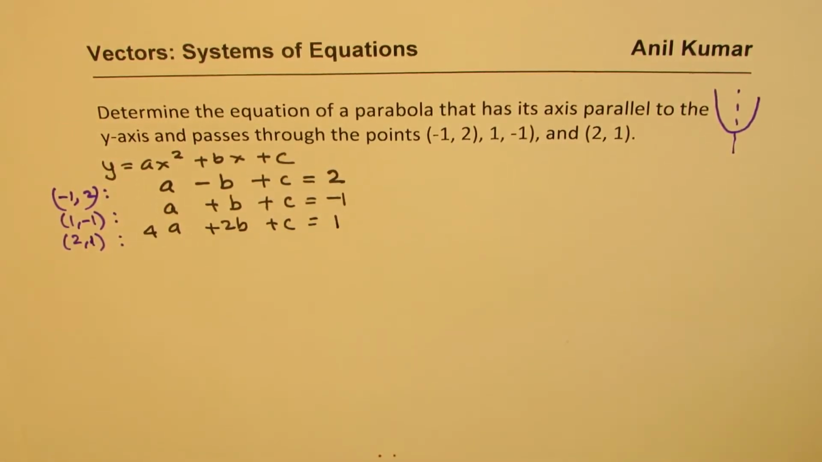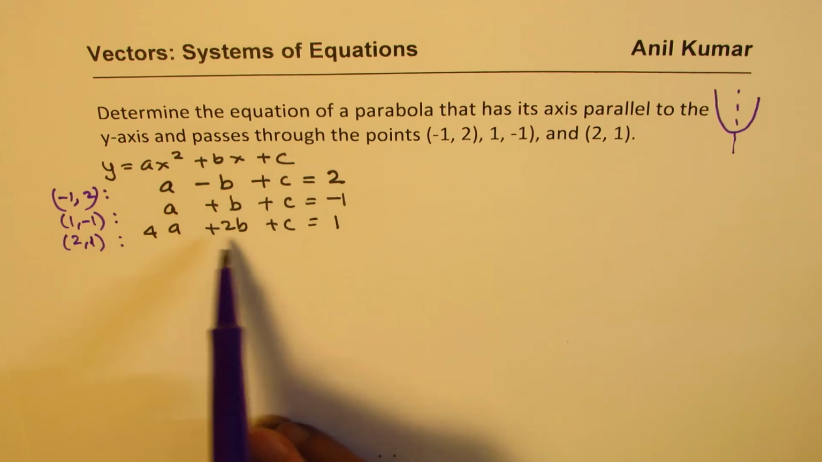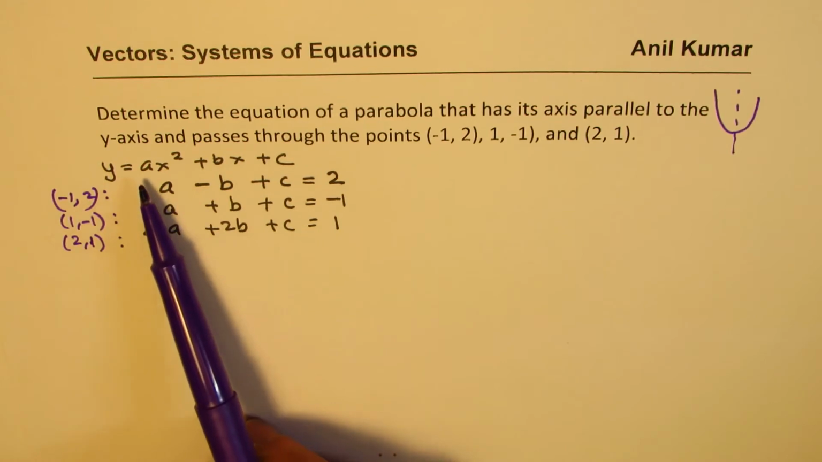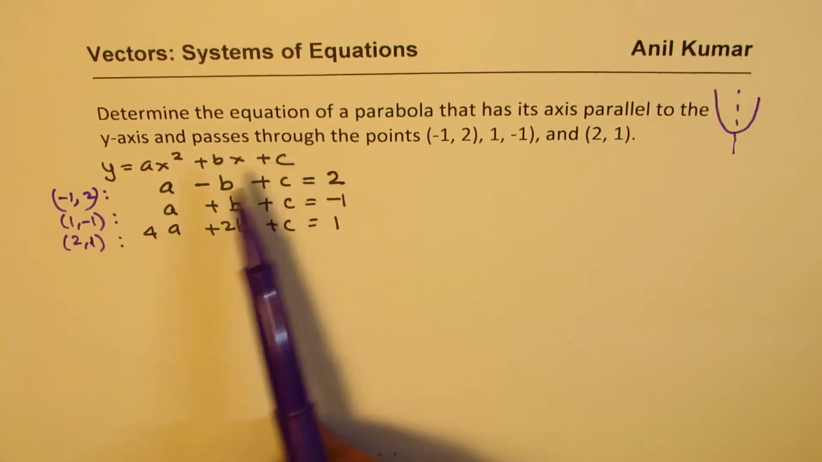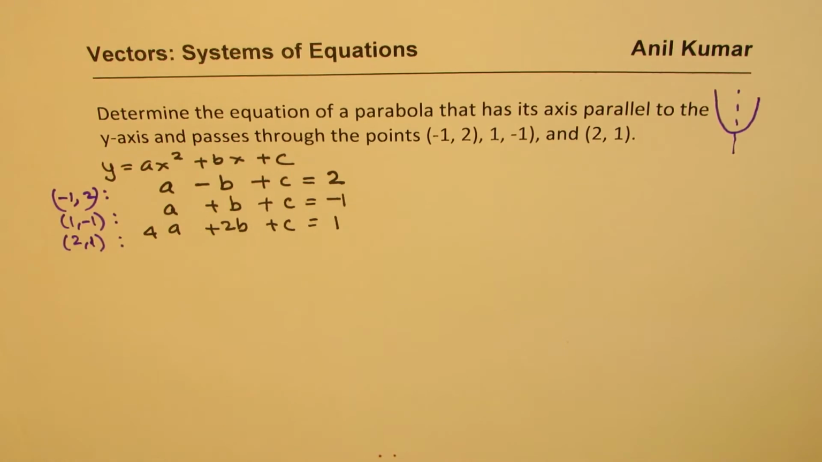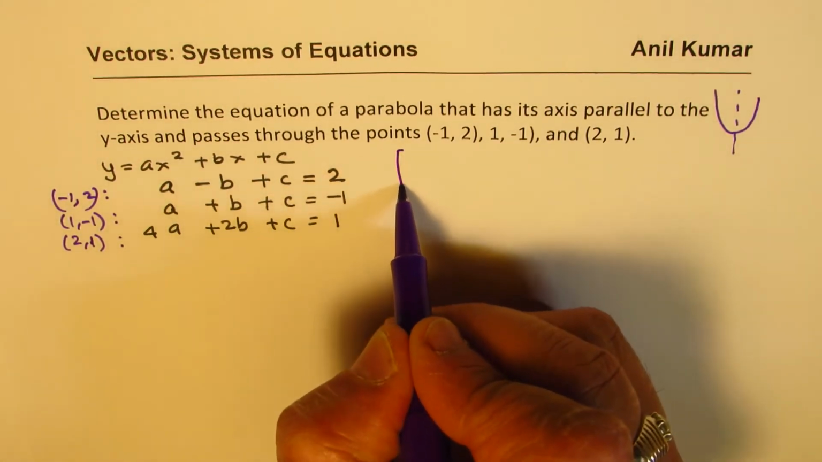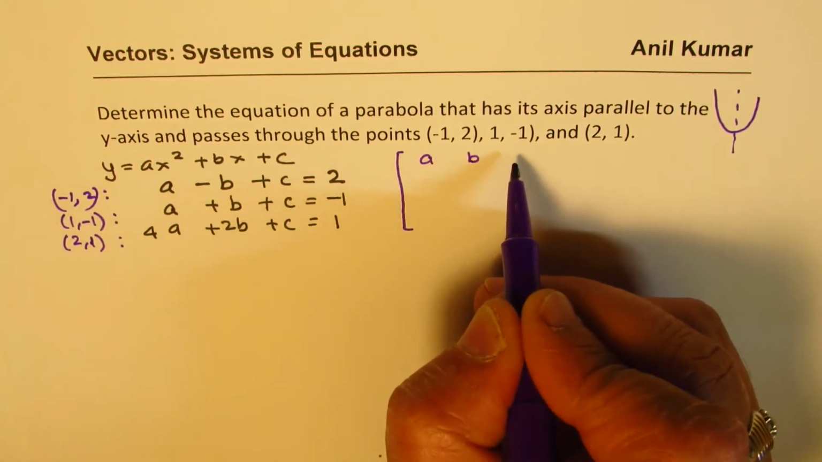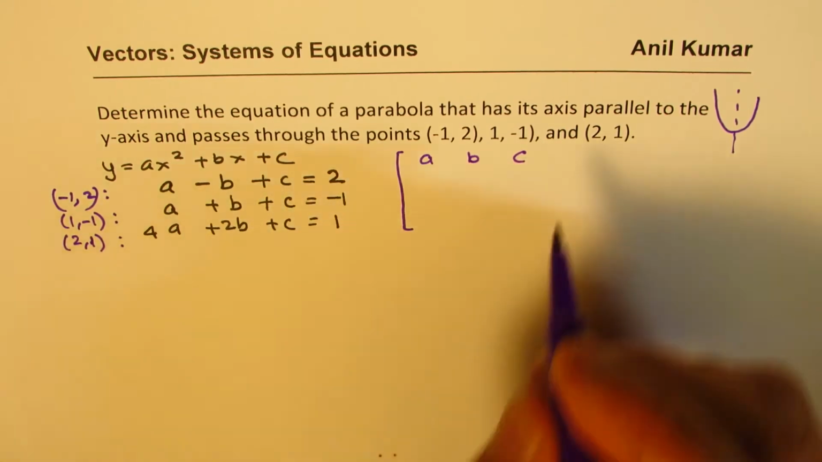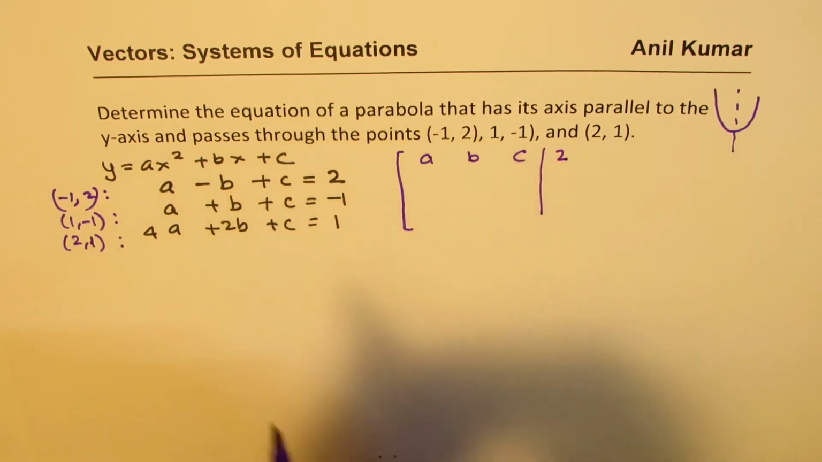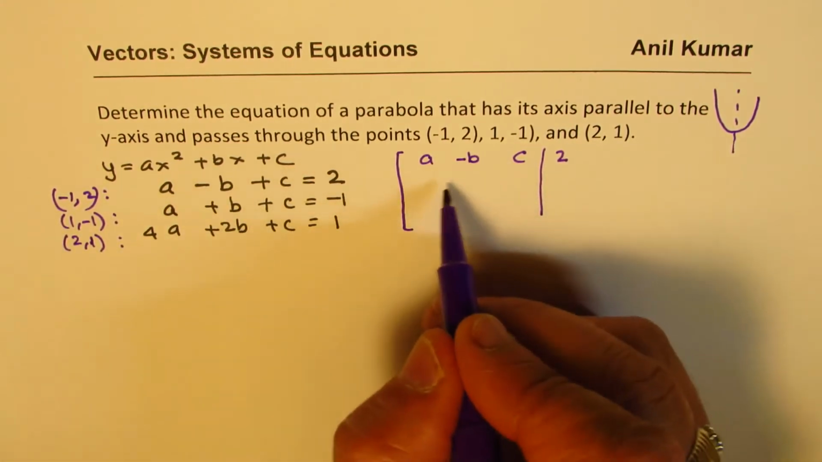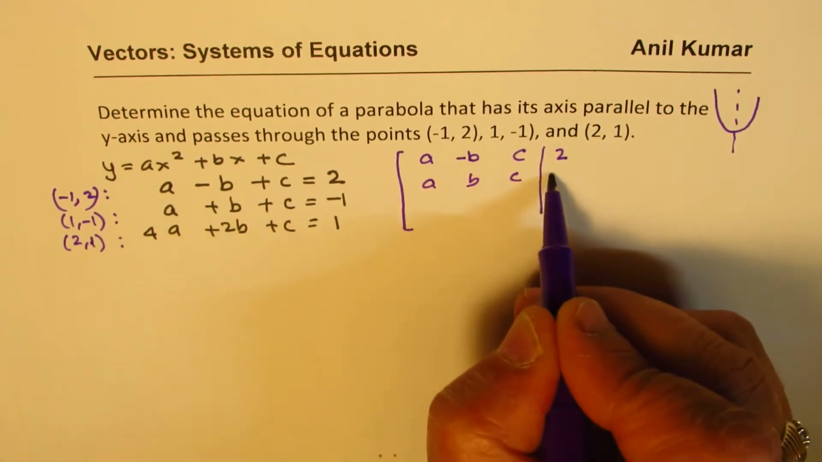Correct? Now the next step is to write the augmented matrix. From here we are going to generate the augmented matrix using the coefficients. The coefficients here are a, b, and the constant c. So the augmented matrix could be written as a, b, c, with a vertical line and 2 for the first row. Then b is negative, and we have a plus b plus c with -1.